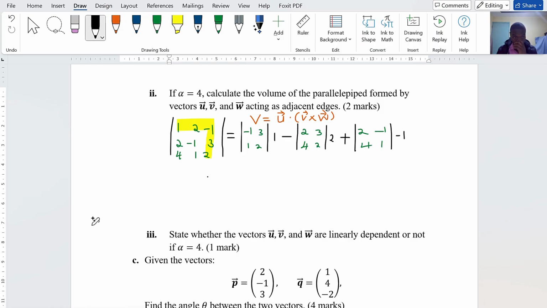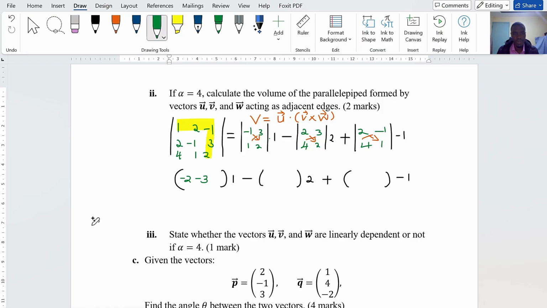Now get their determinants. The first determinant we multiply by i, which is 1. The second determinant we multiply by j, which is 2. And the third determinant we multiply by negative 1, which is k. Now on the determinant we have the product of the main diagonal, negative 1 times 2 is -2, minus 3 times 1. I hope this is now okay with you. Main diagonal minus the other one.